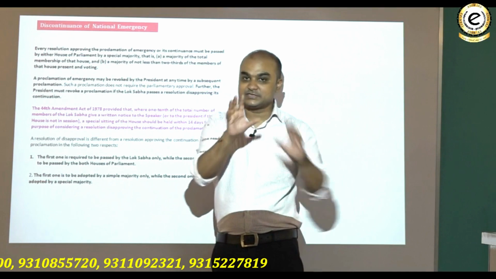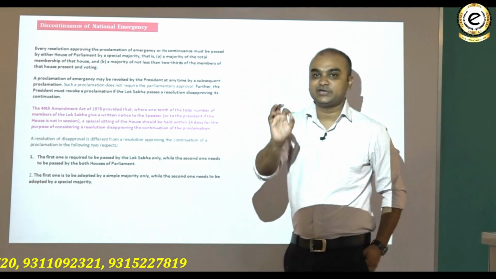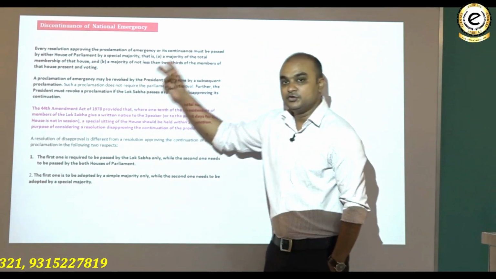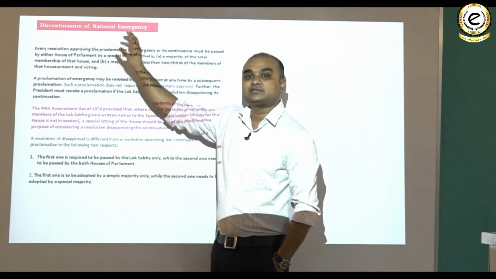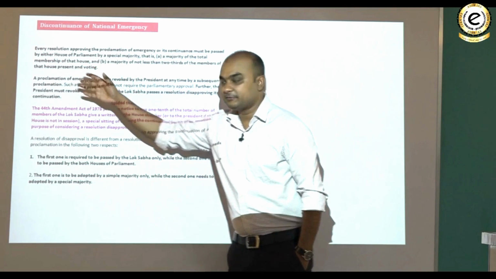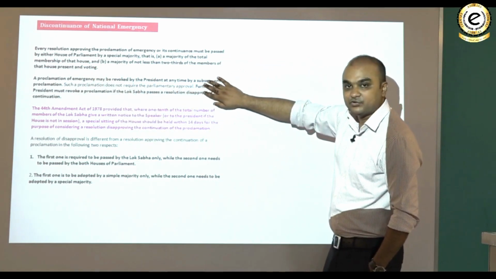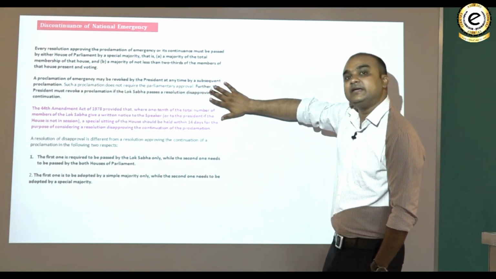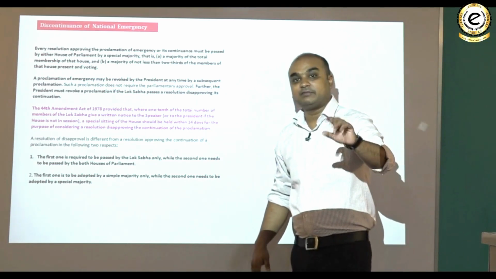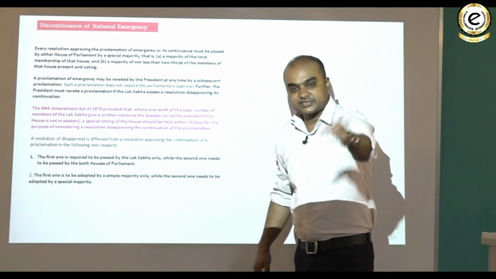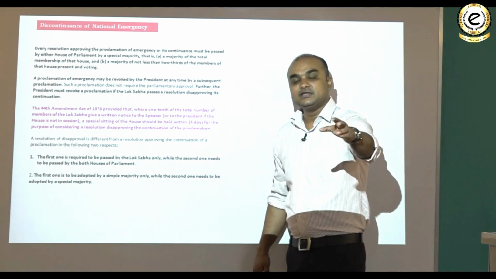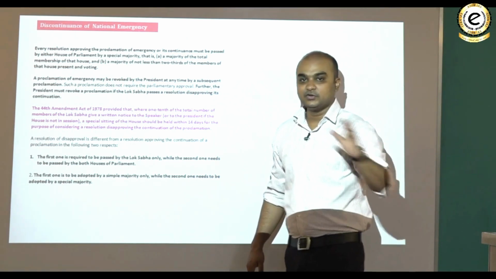Now look here, this is a typical feature to note here with respect to national emergency. For its approval, you need both the houses of the Parliament to pass resolutions by special majority, whereas for its disapproval, Lok Sabha would be enough to pass a resolution by a simple majority. If the Lok Sabha says that it wants to discontinue with the emergency, then the President must discontinue the emergency.